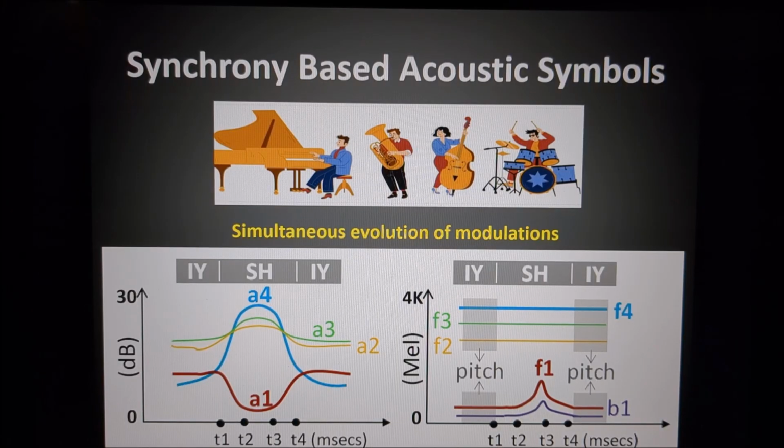It turns out that just like the synchrony in music produces sounds mapped to symbolic notes, the synchrony in modulations trace symbols that map phonemes. Here I've shown an acoustic symbol for ishi that reveals several interesting patterns.